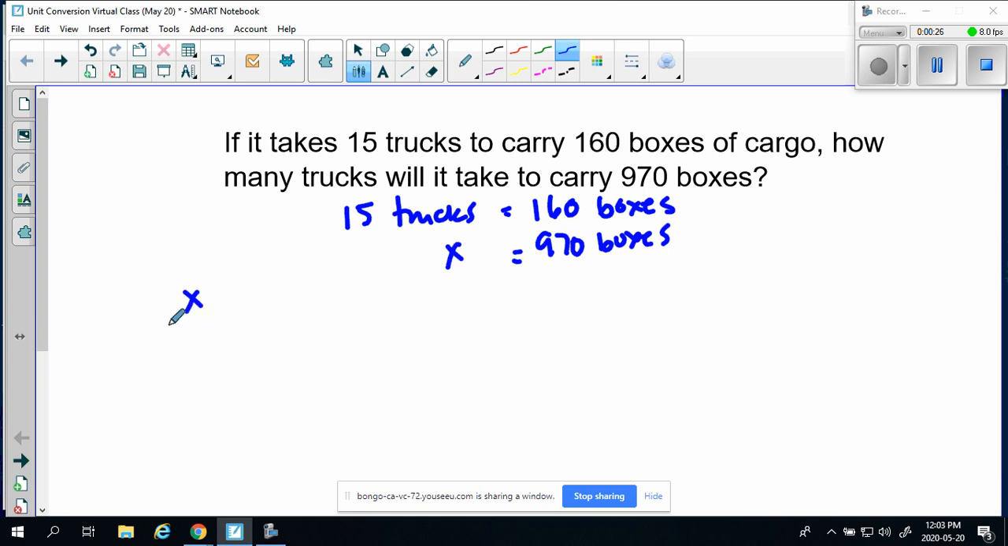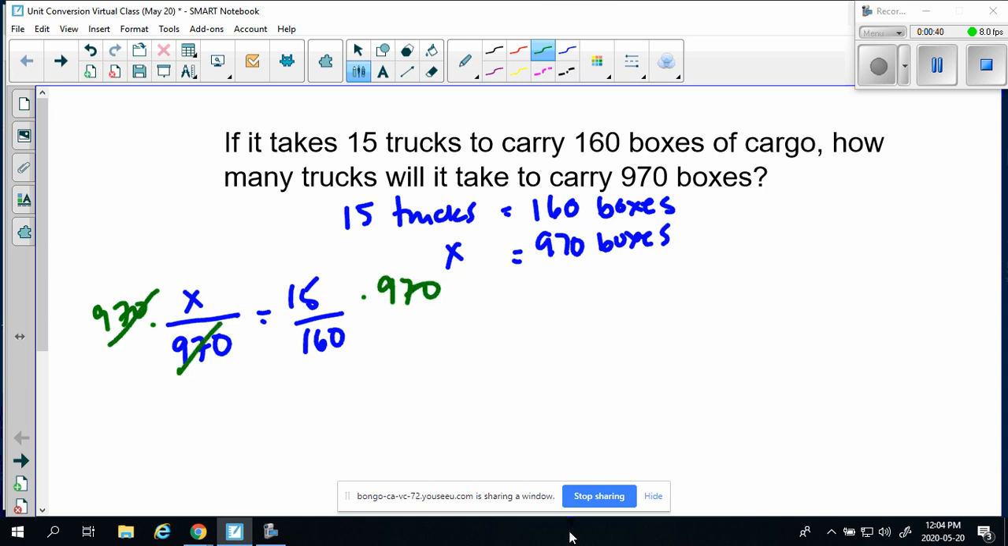So we set it up with X in the top just because it's easier to solve that way. And then we put the boxes in the bottom. Trucks in the top, boxes in the bottom. Then multiply both sides by 970 to get X by itself. And let's see what we get. So 15 times 970 divided by 160 is 90.9. So if you want to carry this, you better round it up to 91 trucks.